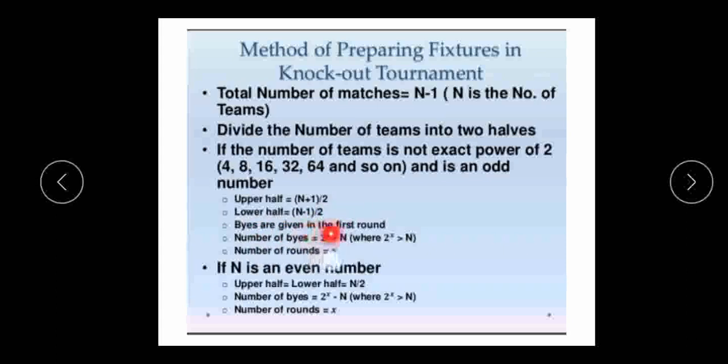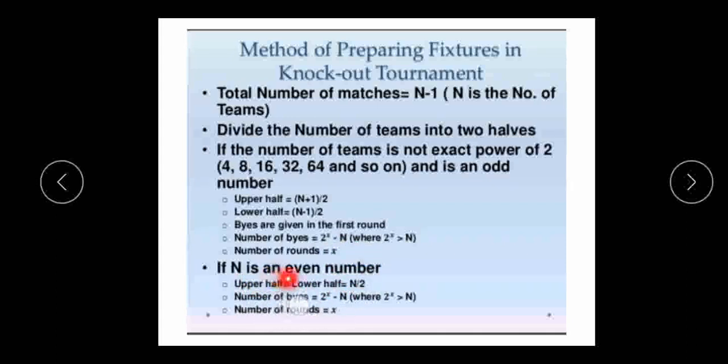Byes are given in the first round. Number of byes is 2 to the power x minus N. N represents the total number of teams. The power of 2 is the one that is more than the number of teams. The x represents the number of rounds.